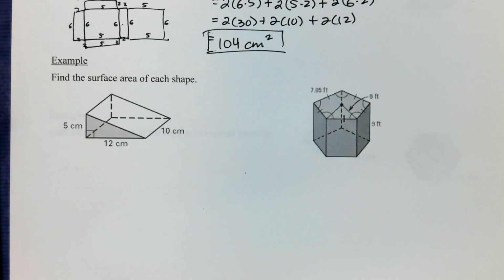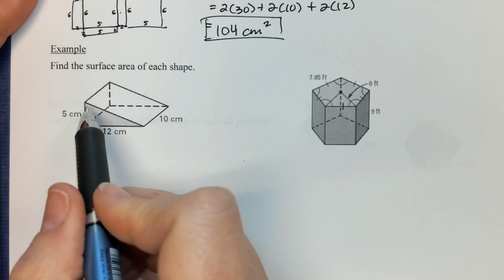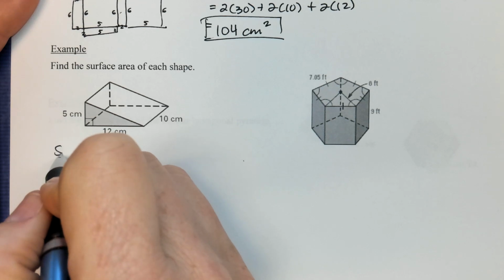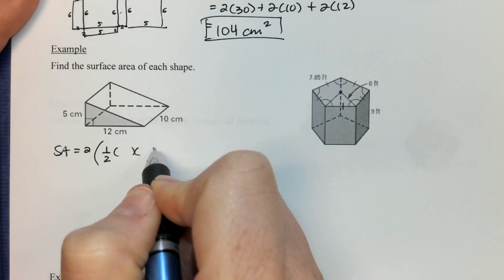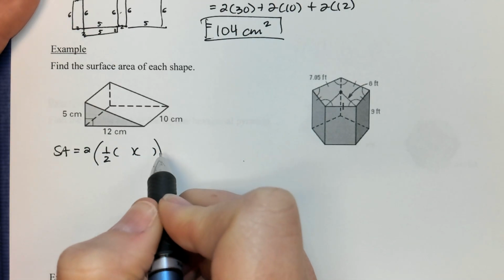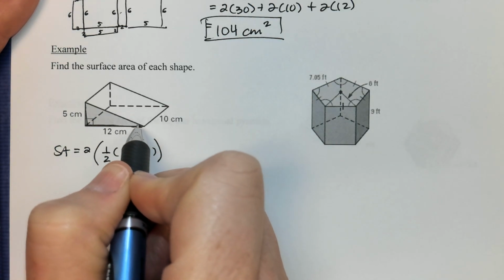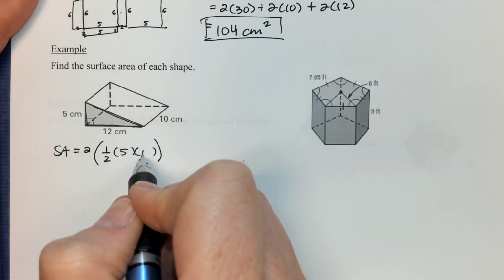Next up, I've got a triangular prism. And so I just need to find the area of each one of these faces. I have 2 triangles, and that's how that formula starts out. So it says 2 times, and then 1/2 base and height. And remember, this is just of the triangle. This whole section is just the triangle. So just focus on the triangle. You have a 5 and a 12. Those are your height and your base.